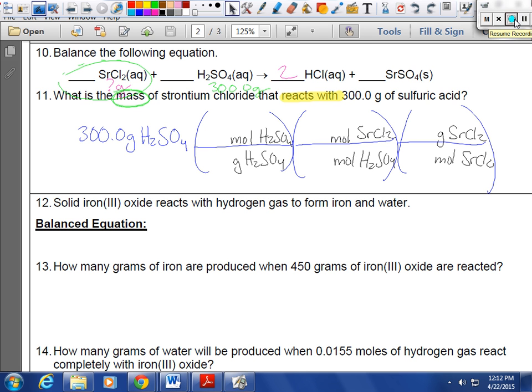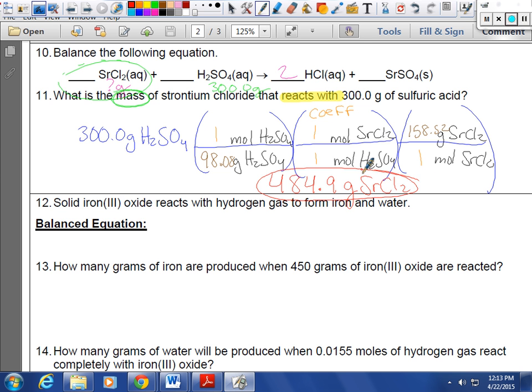All right, so the easy part is the mole to mole. Again, where does the mole to mole come from? Coefficients. Now, what's the good news about the coefficients in this one? It's a 1 to 1. So a mole gets a 1. Now, what is the mass of sulfuric acid? 98.08. And then what's the mass of strontium chloride? 158.52. Okay. Now, your answer, again, I've said this enough. You have to have 3 things: sig figs, unit, and formula. So how many sig figs? 4 sig figs. What's the answer to 4 sig figs? 484.9 grams of SrCl2. And that's our final answer.